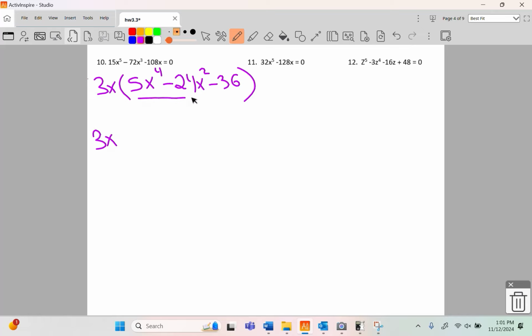Right, so now we can factor this trinomial. Trinomials start with a double set. First thing you do is you pull your 3x. What does it take to make a 5x to the 4th? We had exponents, kids. x squared times x squared is x to the fourth, because 2 plus 2 is 4.